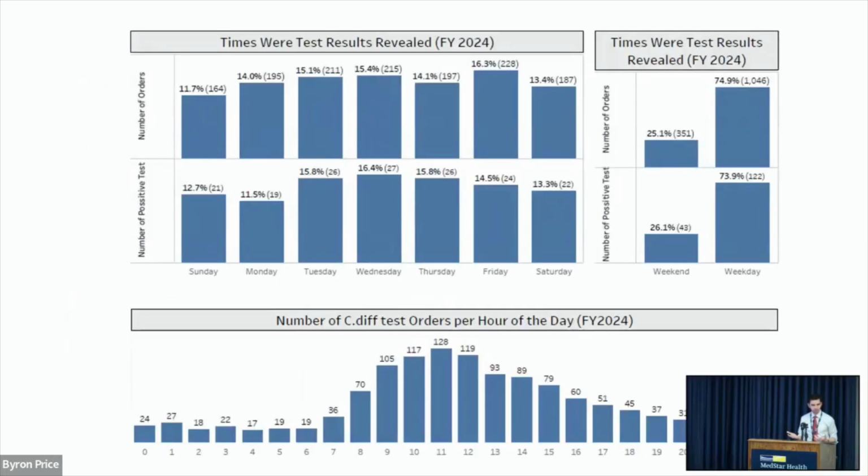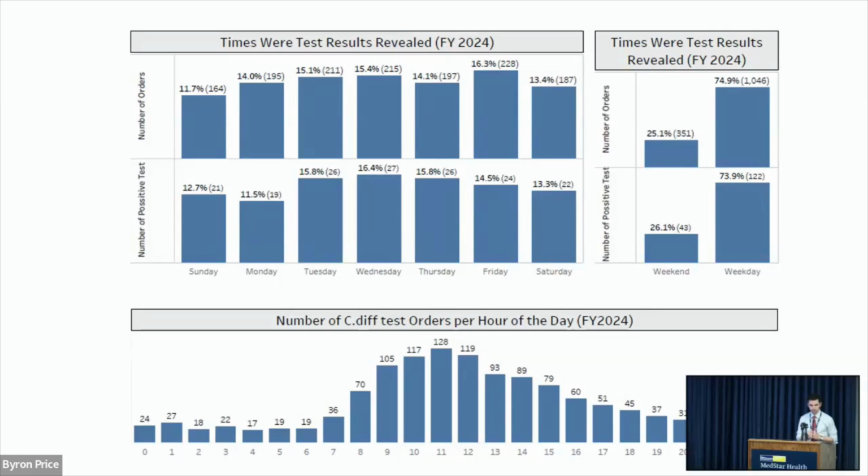This is what our C. diff ordering habits look like. We're very active in screening in mid-morning and in the early afternoon, and that makes sense because that's our common rounding time. But if you look at the number of tests that are sent after hours, between 5 p.m. and 7 a.m., it's about 30 to 40% of our tests.